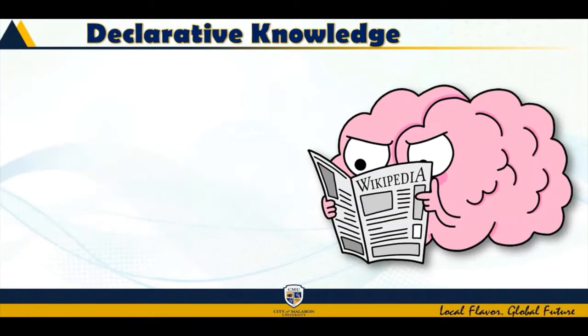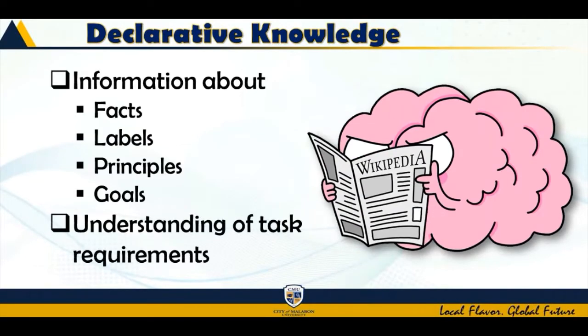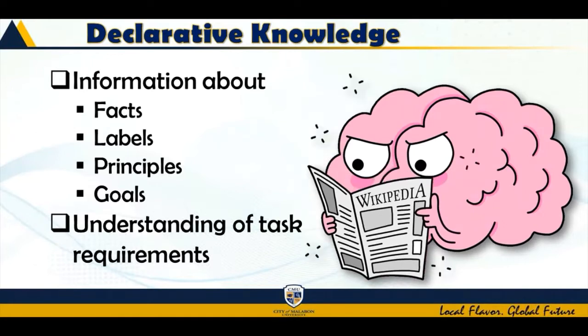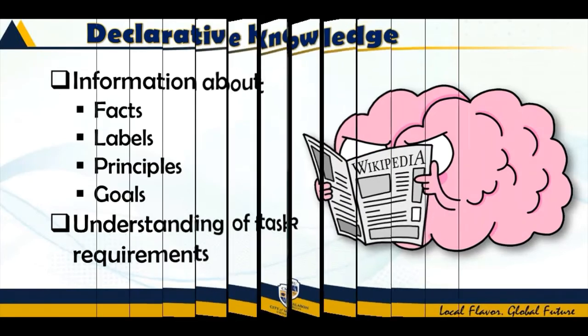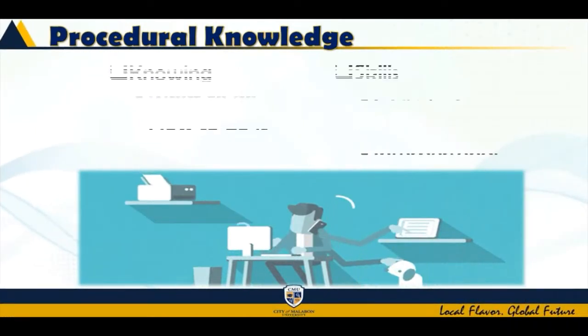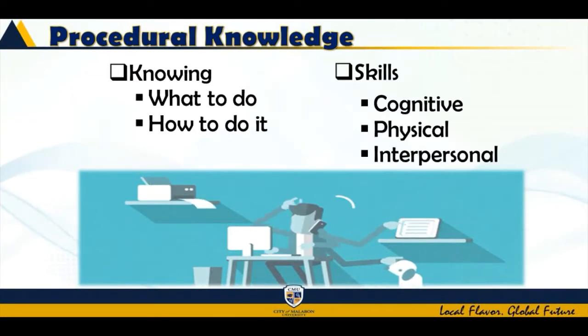First, we have the declarative knowledge. Declarative knowledge is the information about facts and things, including the information regarding a given task's requirements, labels, principles, and goals. And procedural knowledge is a combination of knowing what to do and how to do it, and includes cognitive, physical, perceptual, motor, and even interpersonal skills.